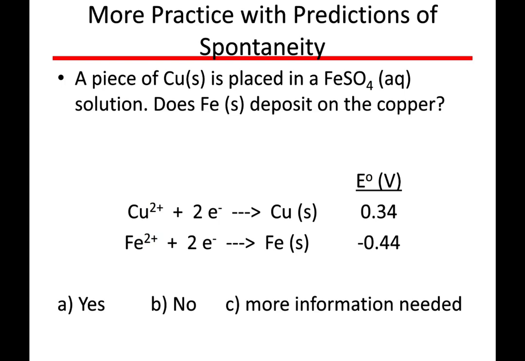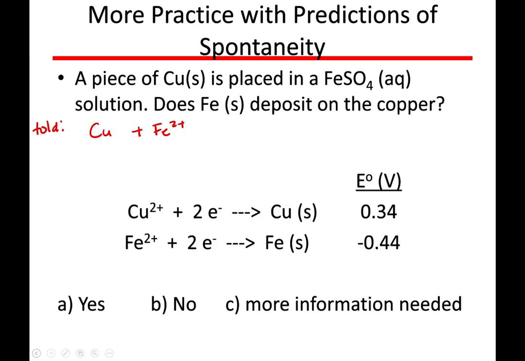This problem is again telling you what the overall reaction should be. So you're told that you want to do the following. You're starting with a solid piece of copper, so that's going to show up on the reactant side of the equation. And you're starting with an aqueous solution of FeSO4. And so that means that the iron is starting off in the form of Fe2+. So we're going to write it as Fe2+ on the reactant side.